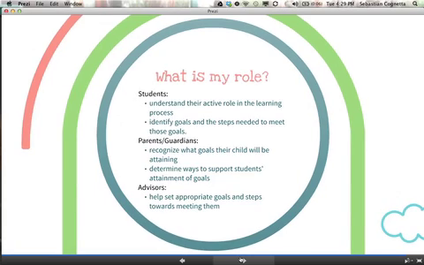Lastly, our roles. Each of us plays an important role in supporting our children in meeting their goals. For students, we want them to understand that they have an active role in the learning process, in setting goals, monitoring their progress towards goals, as well as recognizing when they've met them. Parents and advisors and guardians as well have roles, and those will also be discussed.